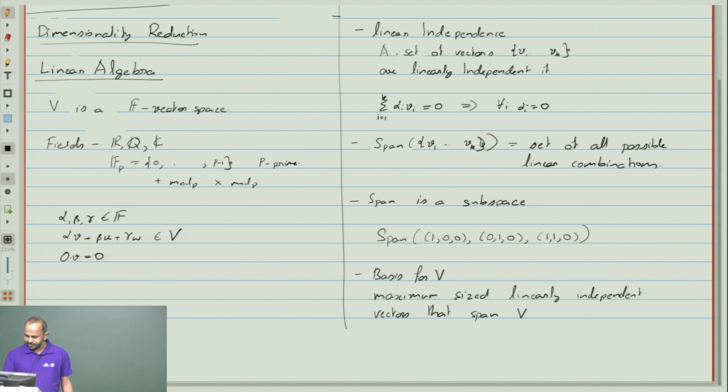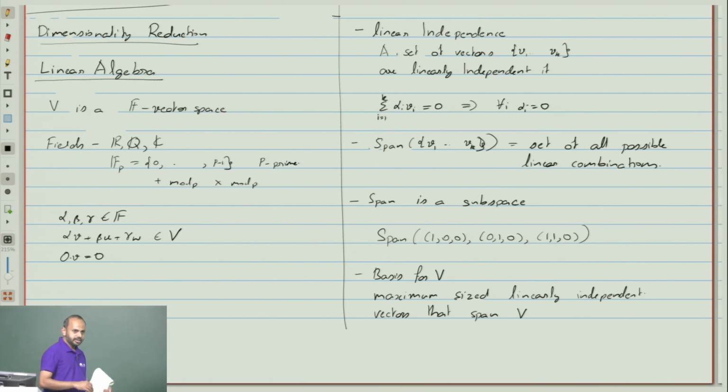A basis for a vector space V is the largest set of linearly independent vectors that span the entire vector space. You don't have to write that it spans V, just the maximum sized set of independent vectors. Actually that is right. So, you do not really need this. The maximum sized linearly independent vectors will span the vector space.